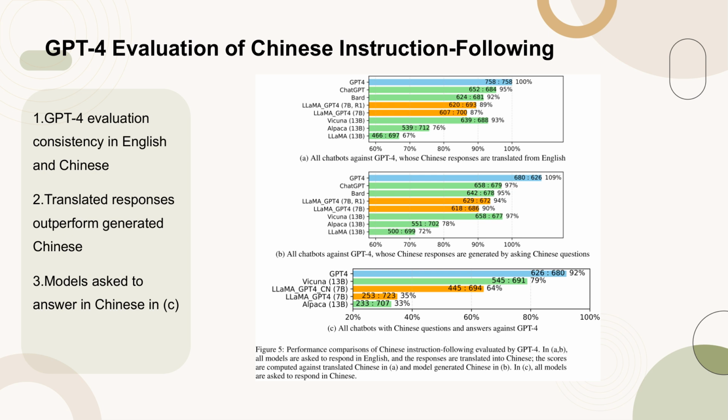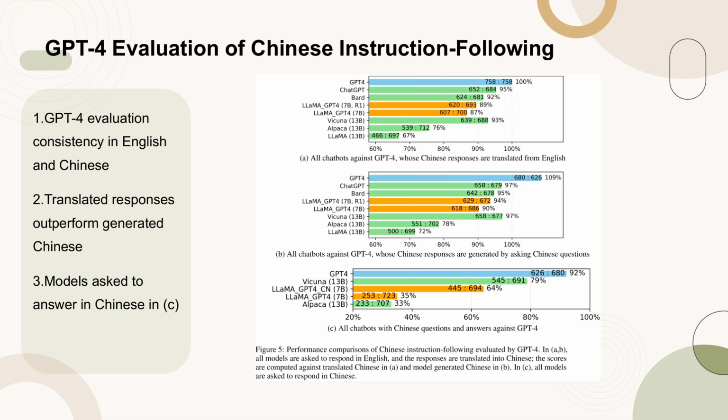Figure 5 presents a detailed comparison of the performance of various models in following Chinese instructions as evaluated by GPT-4. The figure is divided into three parts: A and B, where models respond in English and their responses are translated into Chinese, and C, where models directly respond in Chinese. Notably, the translated Chinese responses in A and B show a higher performance compared to the generated Chinese responses, likely due to GPT-4's stronger English instruction following ability.